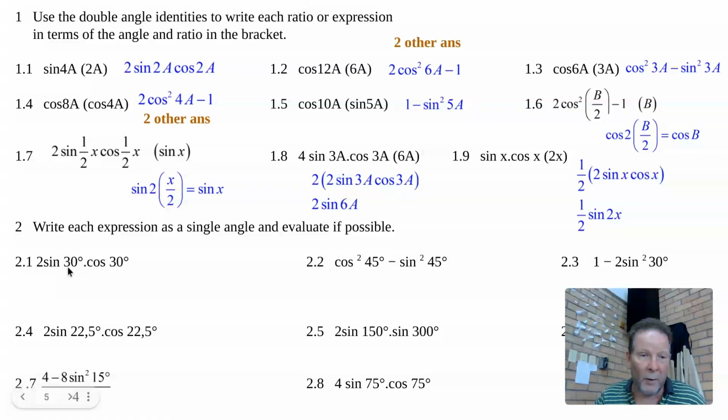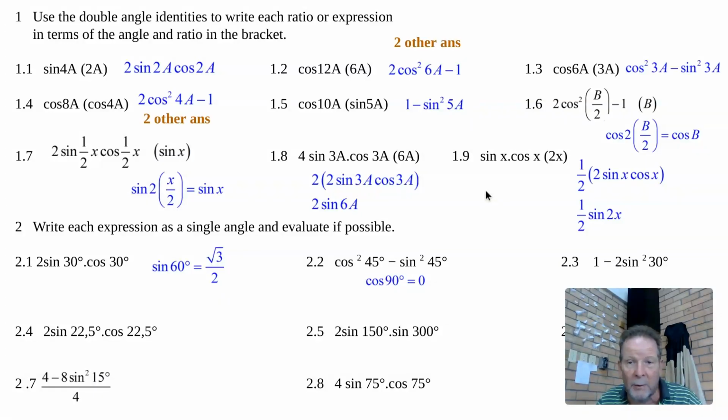This one, that's an easy one. 2 times the sine of 30 cos 30, that's just the sine of 2 times 30, the sine of 60, which is root 3 over 2. The next one is just cos squared minus sine squared 45, which is the cos of double the angle, the cos of 90, which we know is 0. 1 minus 2 sine squared 30 is the cos of twice 30, the cos of 60, which is a half. 2 times sine times cos, that's the sine of twice 22.5, the sine of 45 degrees, which is 1 over root 2, or your calculator will say root 2 over 2.